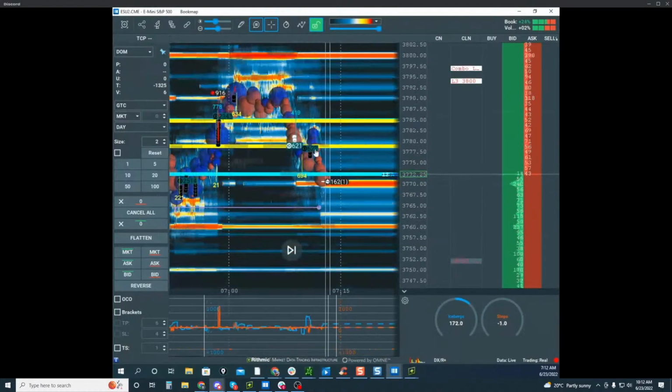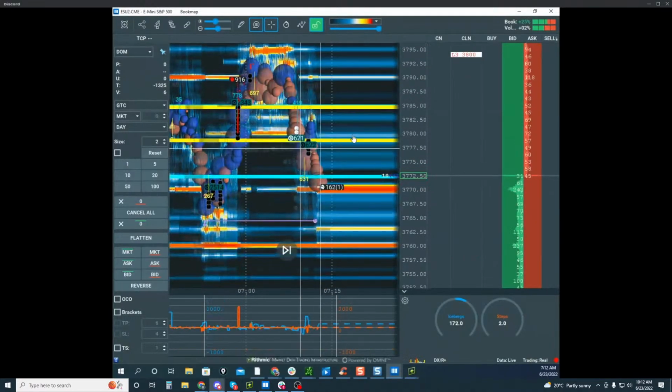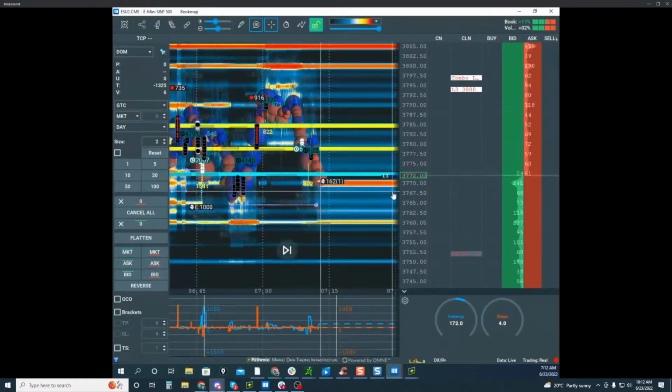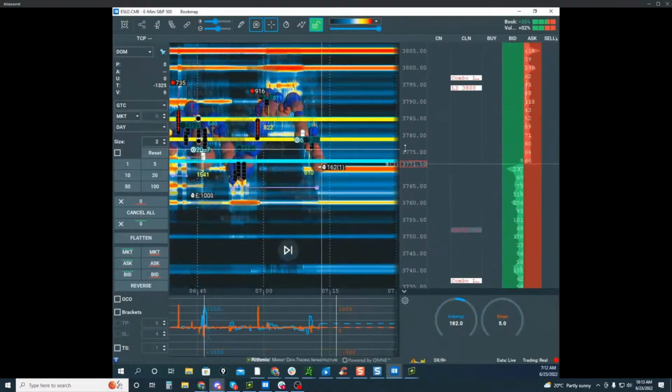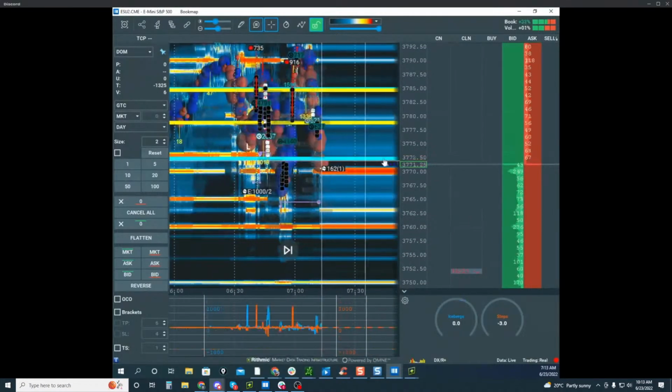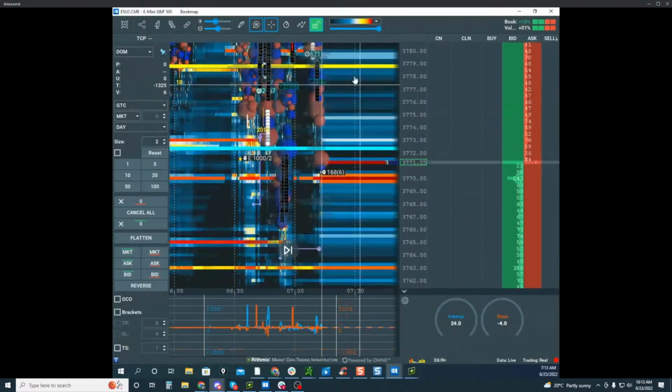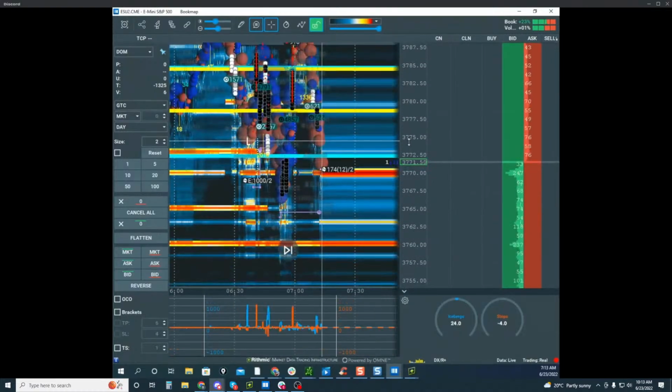I don't really like the way this thing is trading in here. I'd rather see it move out of here to get a new setup. Just trying to figure out where this zone is. Hold on a second here. So an ATR below here would be basically right here.